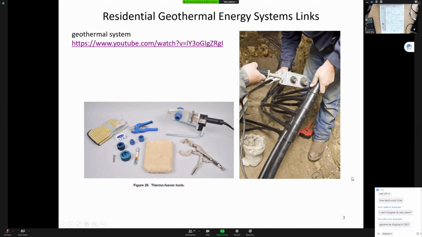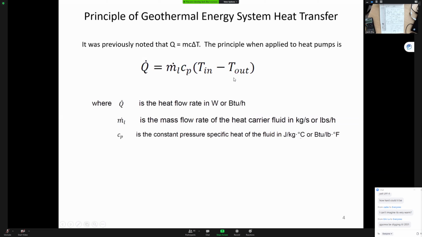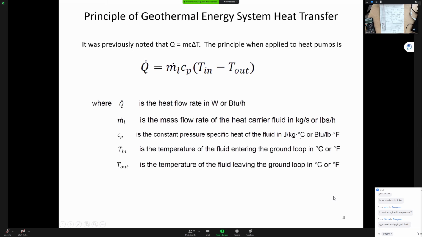This is calculating the heat pump and heat transfer. We're not going to use this complicated formula. We're going to use another, different formula. I'm going to tell you a little bit later. Most things are almost the same, but we're going to talk about something different.